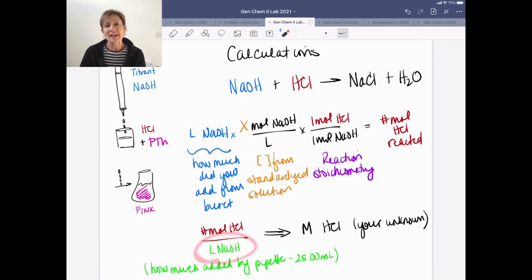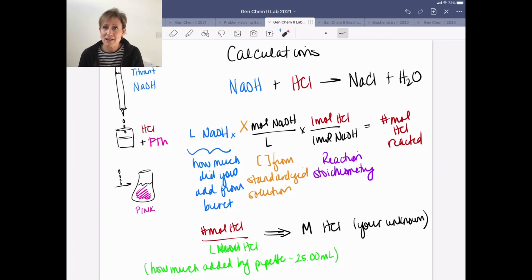We then need to divide it by the volume, and apologies for this, this should be the liters of HCl that we have, how much we added by our pipette. So we're going to be adding about 25 milliliters using a volumetric pipette, so we're going to know that volume exactly. And then when we take the division of both of these, the number of moles of HCl divided by the liters of HCl, that will give us the molarity of our HCl solution, and that is our unknown.